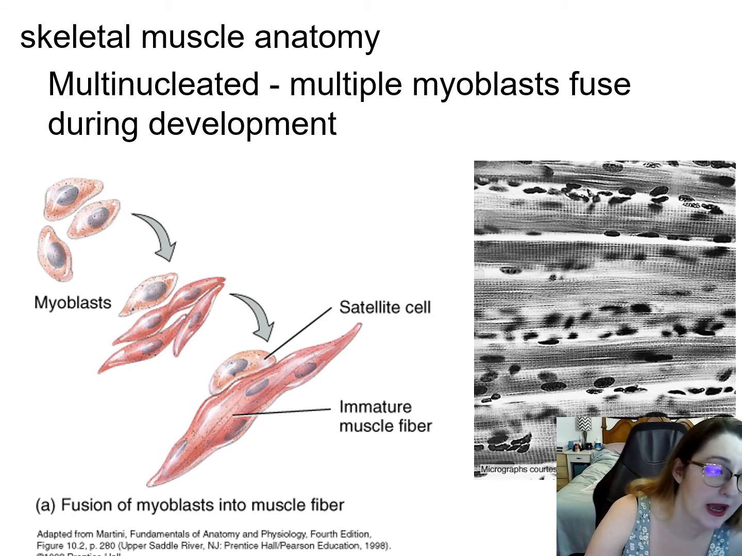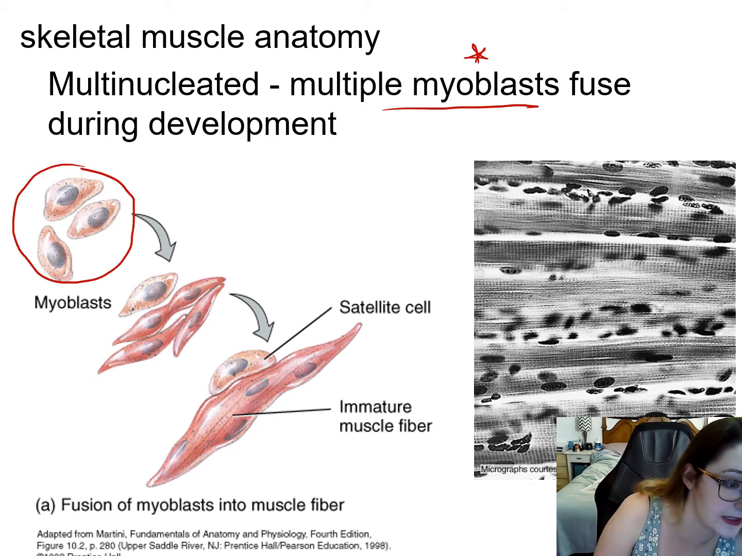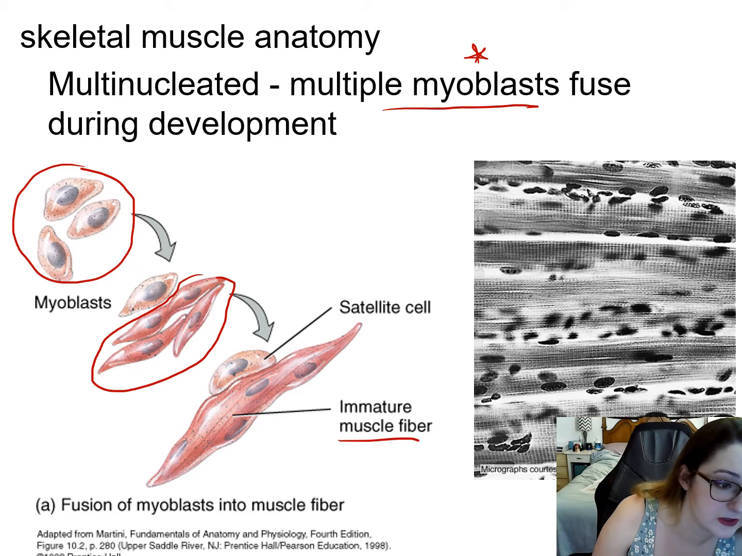So we do have these little multinucleated cells. They are multinucleated because they are multiple myoblasts that fuse together during development, and we will talk about what myoblasts are on the next slide. But we have these little myoblasts which are kind of squishing all together here, which is going to make an immature muscle fiber. So remember, that's just like basically a muscle cell. So it is multinucleated. You see all these nuclei here.